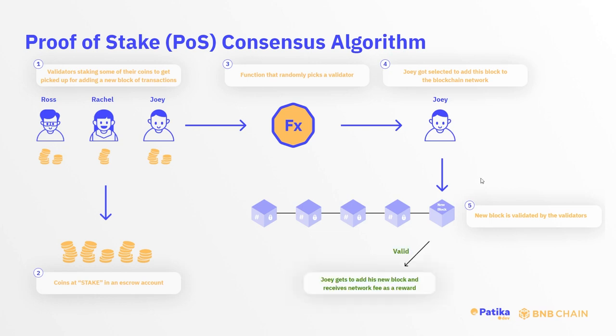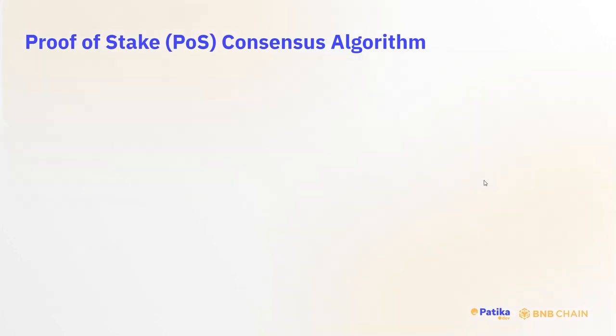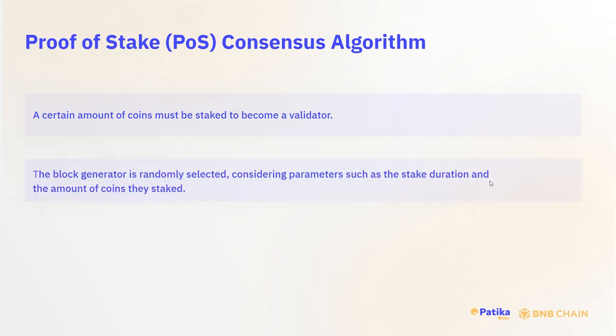And there are two cases here. It's going to be valid, meaning that Joey gets to add his new block and receives network fee as a reward. Or the new block is invalid, meaning that Joey loses his staked coins to the network. So let us also understand it by some explanations. In a proof of stake consensus algorithm, a certain amount of coins must be staked to become a validator. The block generator is randomly selected, but of course there are some parameters like stake duration on the network and the amount of coins that validators stake. Compared to proof of work mechanism, energy consumption is very low.